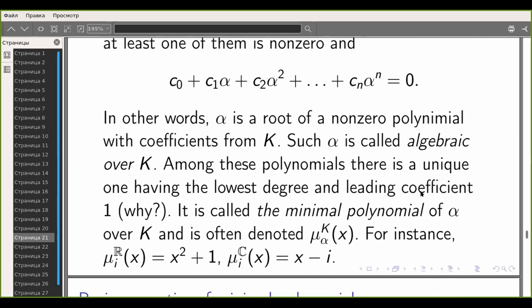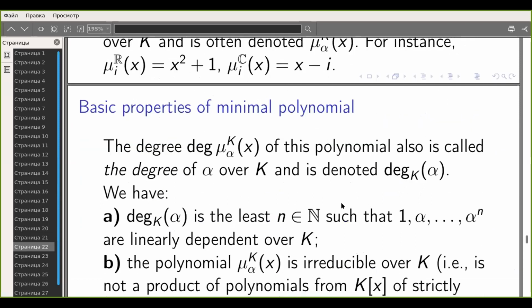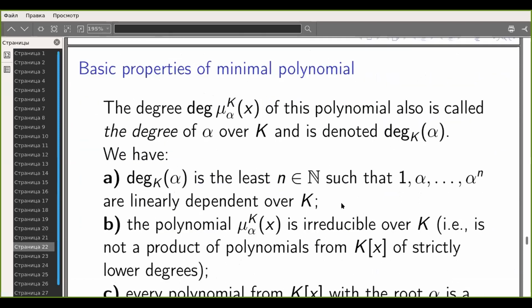Because if we have two such polynomials, we can subtract one from the other, and we obtain a polynomial with root alpha and lower degree. It's impossible. So such a polynomial is called the minimal polynomial of alpha over k, and is often denoted by mu alpha k of x. Basic properties of this polynomial you can see on this slide.